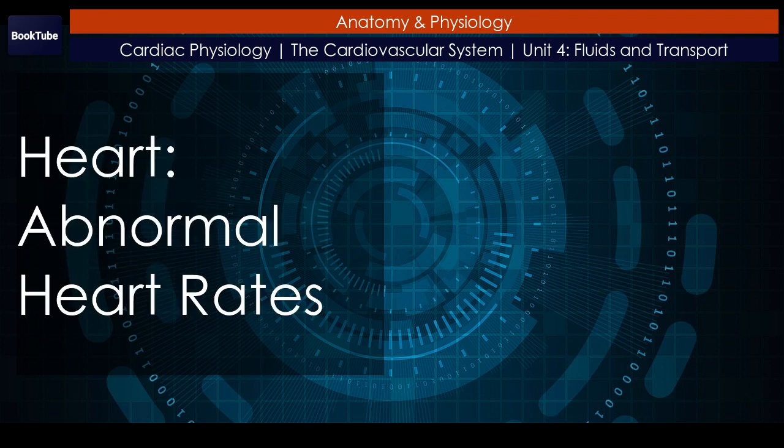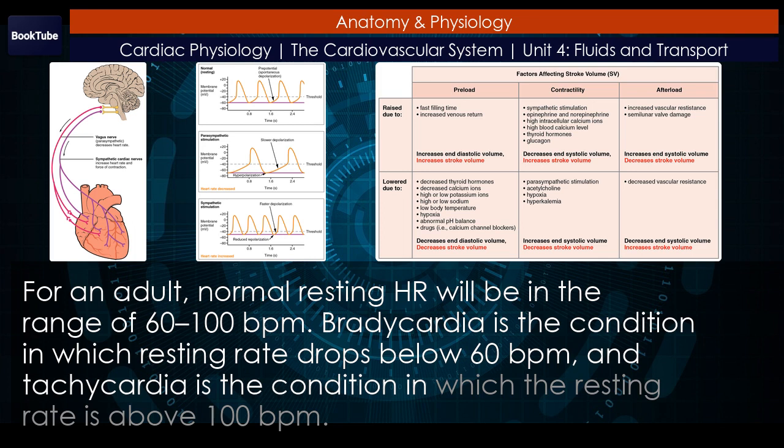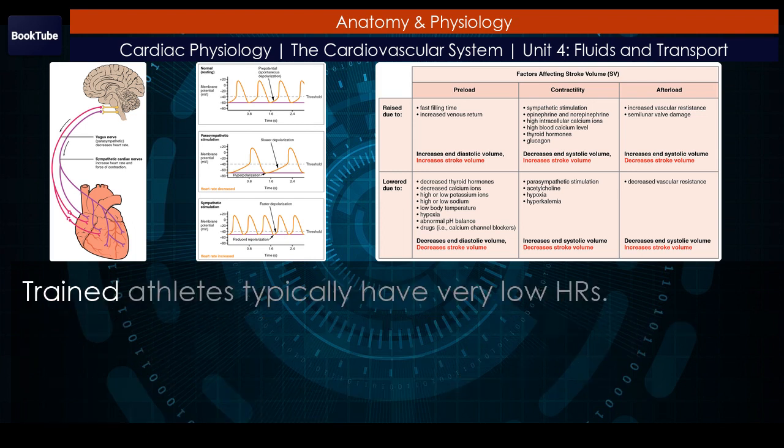Disorders of the heart. Abnormal heart rates. For an adult, normal resting HR will be in the range of 60 to 100 BPM. Bradycardia is the condition in which resting rate drops below 60 BPM, and tachycardia is the condition in which the resting rate is above 100 BPM. Trained athletes typically have very low HRs.